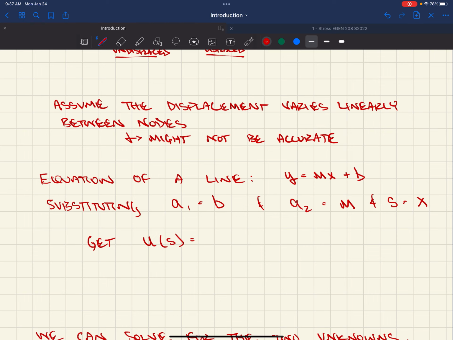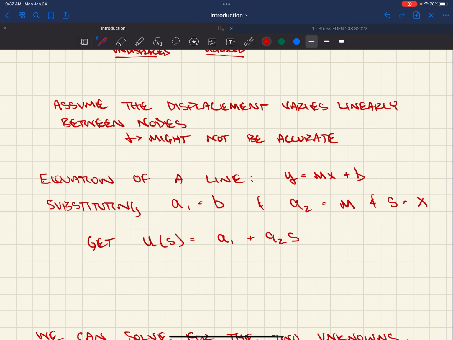Our equation then becomes, if we're going to come up with an equation for the displacement from one nodal value to the other nodal value of our bar element, our equation for displacement with respect to s just becomes a1 plus a2 times s. It's the same thing as the equation of a line. Now we made some substitutions for some variables to get into the nomenclature of the finite element method.